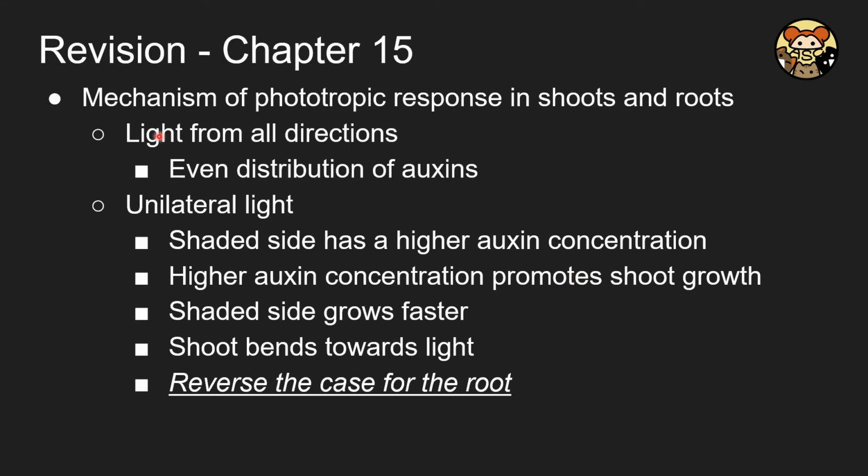So for light, if it is a uniform light, then it will result in an even distribution of auxin. However, if it is a unilateral light, the shaded region will have a higher auxin concentration, and the higher auxin concentration will promote shoot growth. That's why the shaded region will grow faster, and it will result in the shoot bending towards the light, and it will be the reverse case for the root.